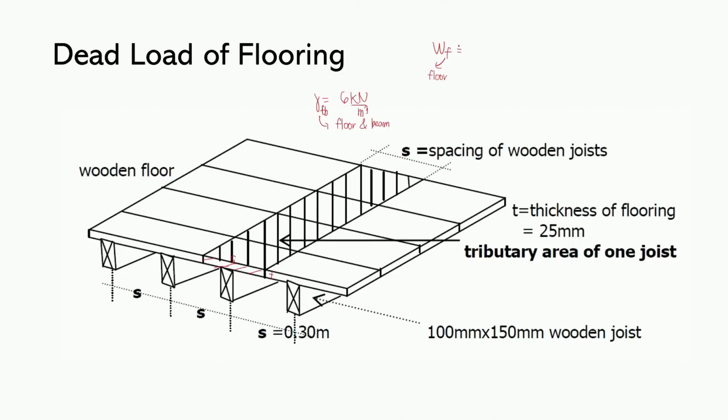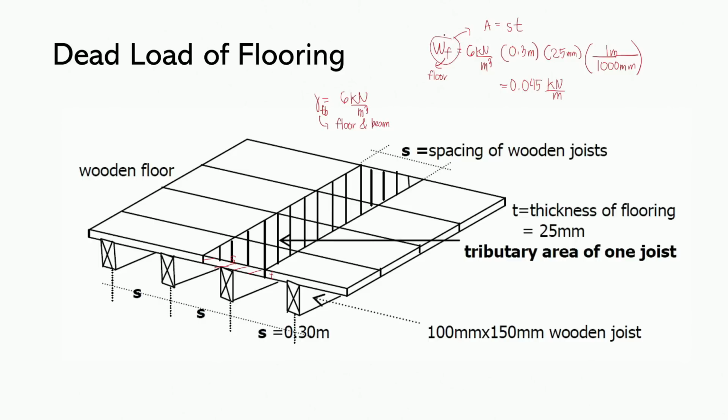So, for WF, we have 6 kN per m cubed multiplied by the area. Now, the area is the spacing multiplied by the thickness. The spacing is 0.3 meters, and our thickness is 25 mm. We will need to convert that into meters so that it cancels, so times 25 mm multiplied by 1 meter over 1000 mm. We will not square this one because one of our dimensions is already in meters. This is the only one we are converting. So, this will give us 0.045, and this is kN per meter.